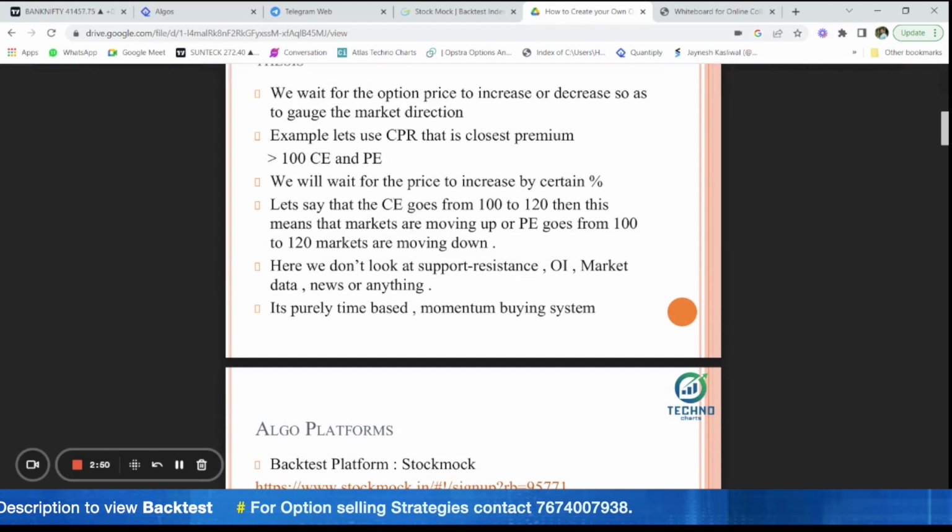Now in this option buying system, we are not looking at support or resistance or market data, you can say open interest data or anything. This is purely a time based momentum buying trading strategy.